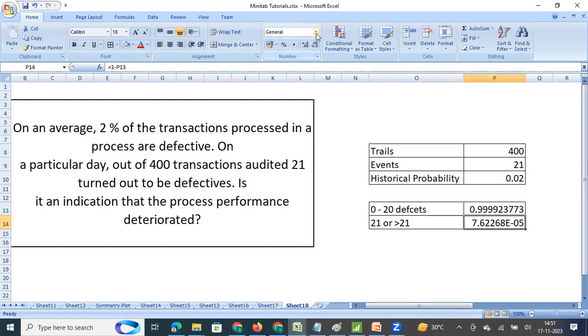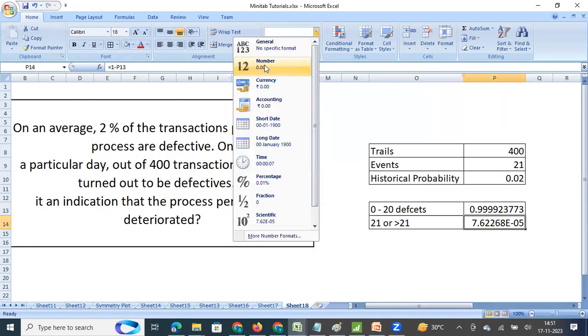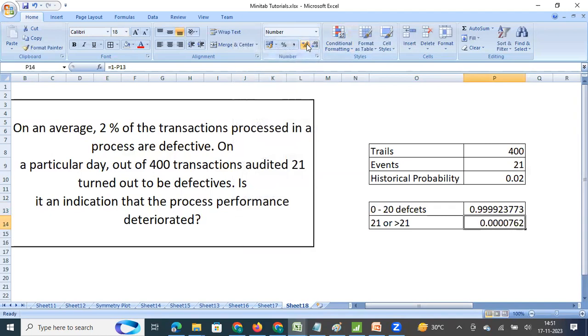So let me change this format to numbers so that it becomes easy for us to understand. So if you see here, the chances of me getting 21 or greater than 21 errors when I check 400 transactions in a process where the chances of a defect is only 0.02 is a very, very, very small probability, 0.000076. So what does that tell us as an answer to the question? The answer to the question is the chances of you getting 21 defects out of 400 transactions is extremely remote.